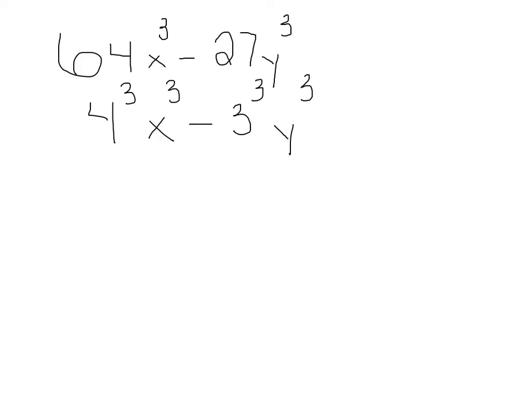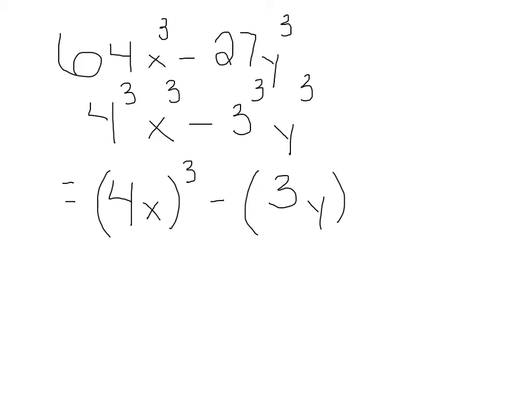We can keep this expression the same if we write it as 4x quantity cubed minus 3y quantity cubed. Now if this looks a little strange, think about how we could distribute the cubed to the 4 and to the x, or to the 3 and to the y, and we would have the previous statement.